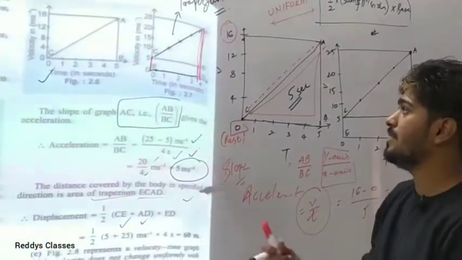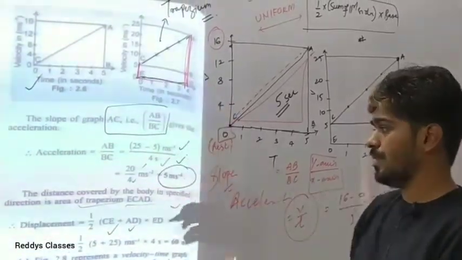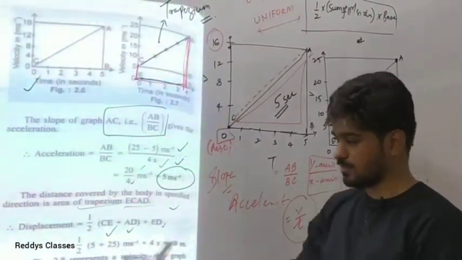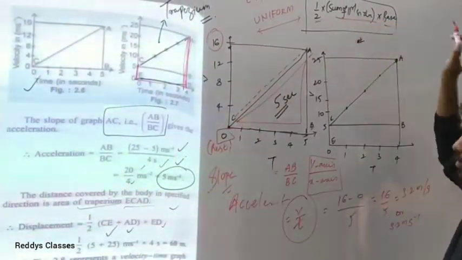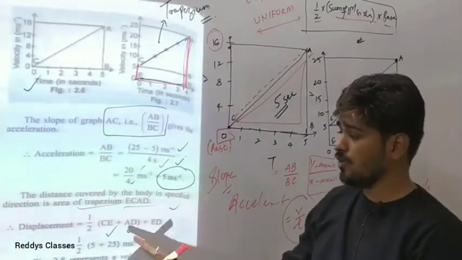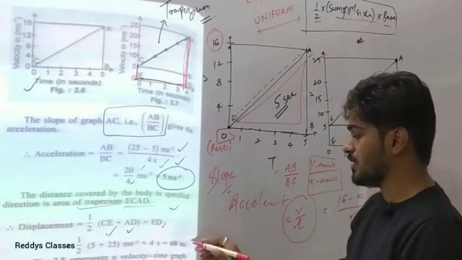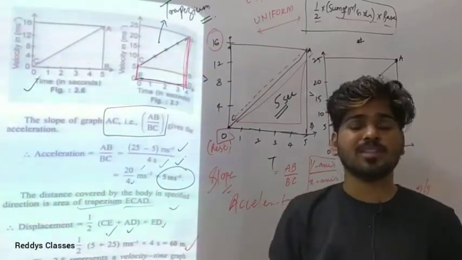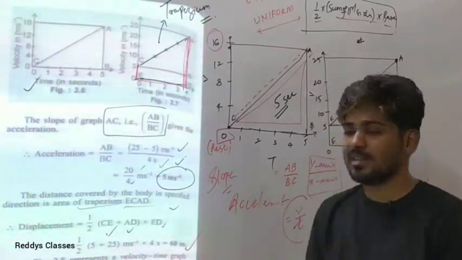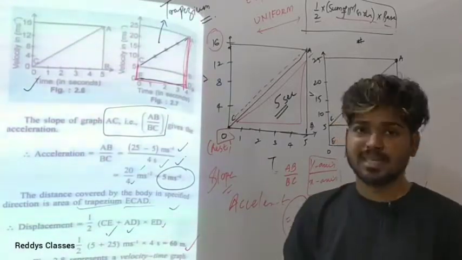We have the base here as ED. Now, half into the sum of parallel sides into base. We use the formula. The value for CE is 5 while that of AD is 25. Let us solve this equation and you will get the actual displacement performed here. The displacement is none other than 60 meters.